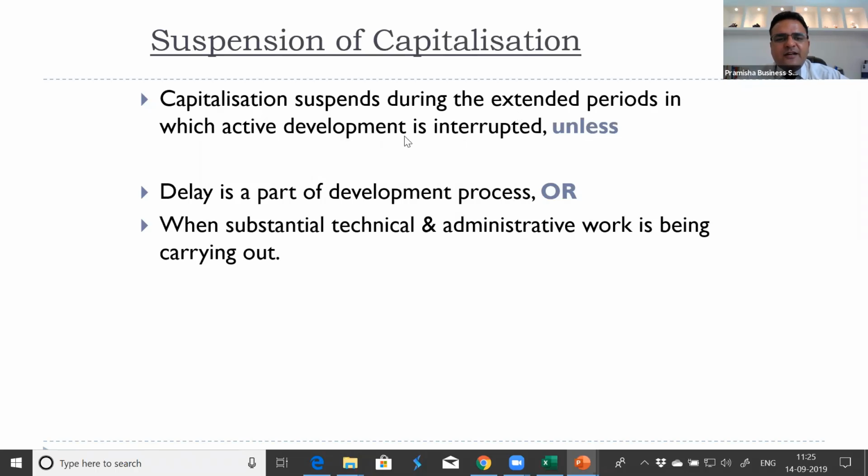Suspend capitalization during extended periods in which active development is interrupted. There is a delay in work, there is some strike, there is some fire, there is some abnormal activity which is not part of the normal process. You suspend capitalization. If the delay is part of the process, and substantial technical and administrative work is being carried out, like the Cherrapunji example, if the rain is part of the process of constructing a dam there, we will continue to capitalize. Or if the delay is because of substantial technical and administrative work which is going to enhance the capacity of that asset, or is necessary for that asset to function, then we can continue capitalization.